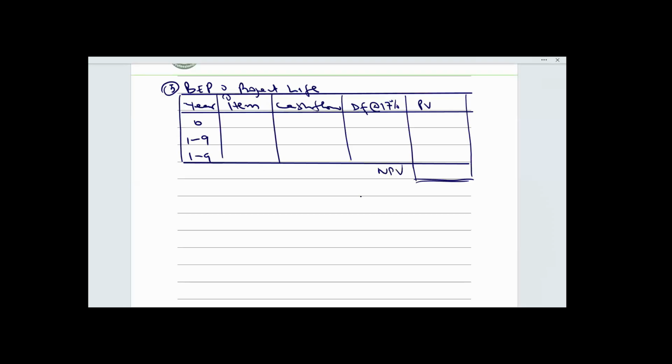NPV. 1 minus bracket 1 plus R over, so bracket here close.